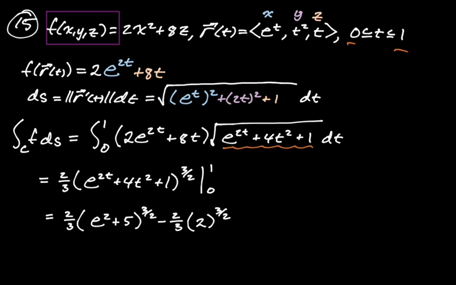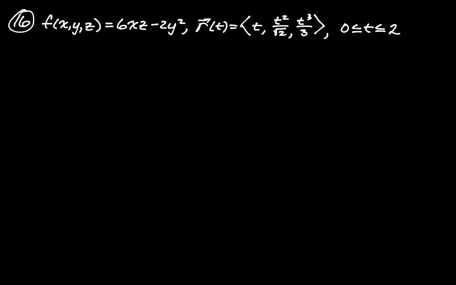All right, let's look at 16. F of xyz, scalar function, is going to be 6xz minus 2y squared. R of t is t squared over root 2, t cubed over 3, and we're going from 0 to 2. We have to find f of r of t, which I think I have accidentally written as f of xyz. It's not f of xyz, it's just that x, y, and z are going to be t, t squared over root 2, and t cubed over 3. I should have written f of r of t. I don't know, I'm not going to change it.